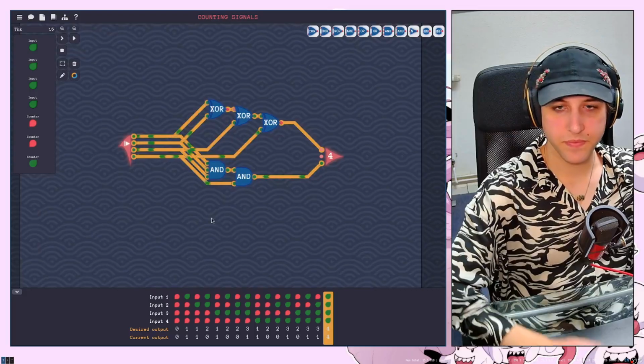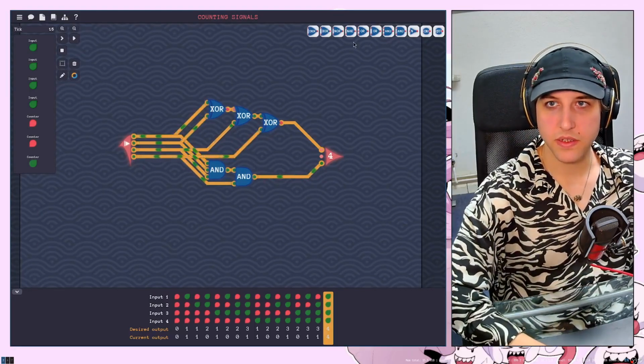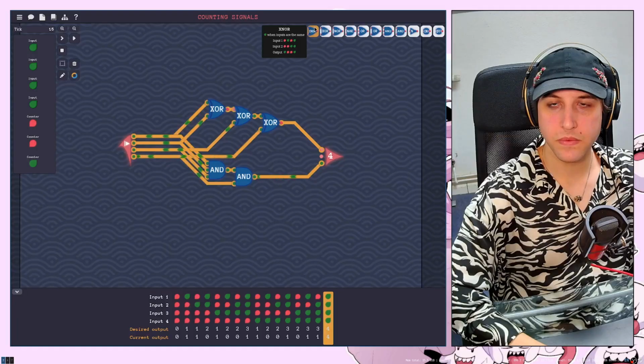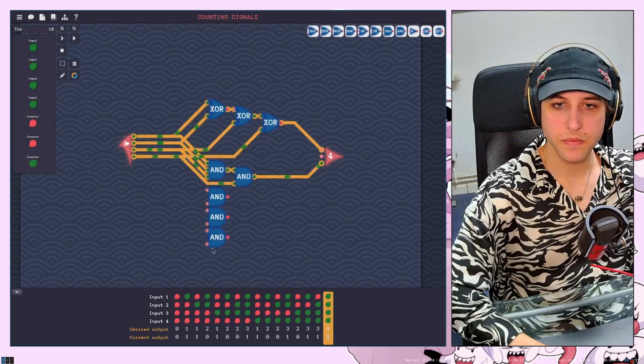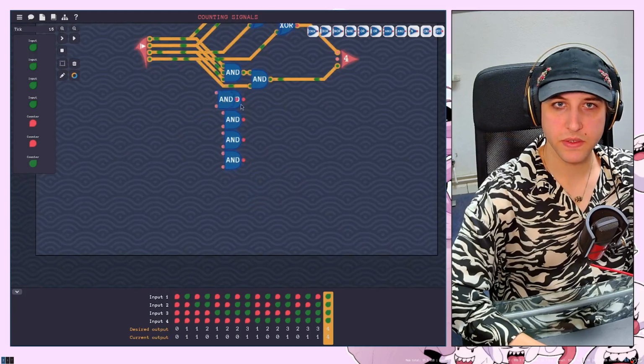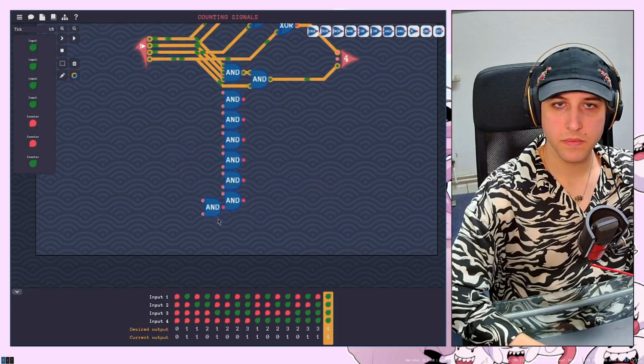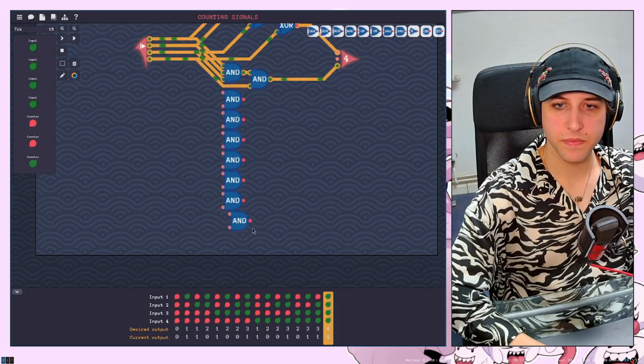So now we have to create the circuit that does the rest for us. So if it's 2 or more, this is gonna be a lot of AND gates. 1, 2, 3, 4, 5. How many combinations are there? Should be 8, right? 1, 2, 3, 4, 5, 6.